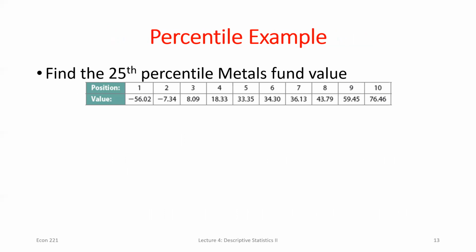And the one thing that can get tricky here, like on a Connect homework or something, is remember that negative values, the larger the negative value is actually smaller. So you have to arrange it from smallest to largest. So negative 56, negative 7, 8, so on and so forth. I've got 10 observations here, right?